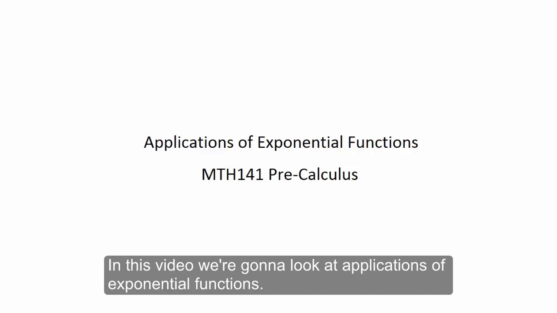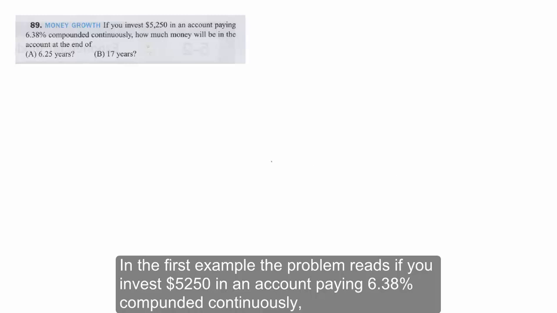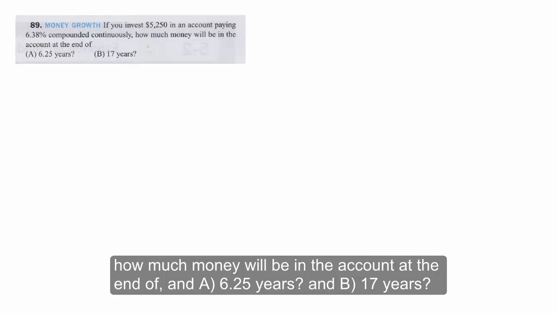In this video, we're going to look at applications of exponential functions. In the first example, the problem reads, if you invest $5,250 in an account paying 6.38% compounded continuously, how much money will be in the account at the end of A, 6.25 years and B, 17 years?